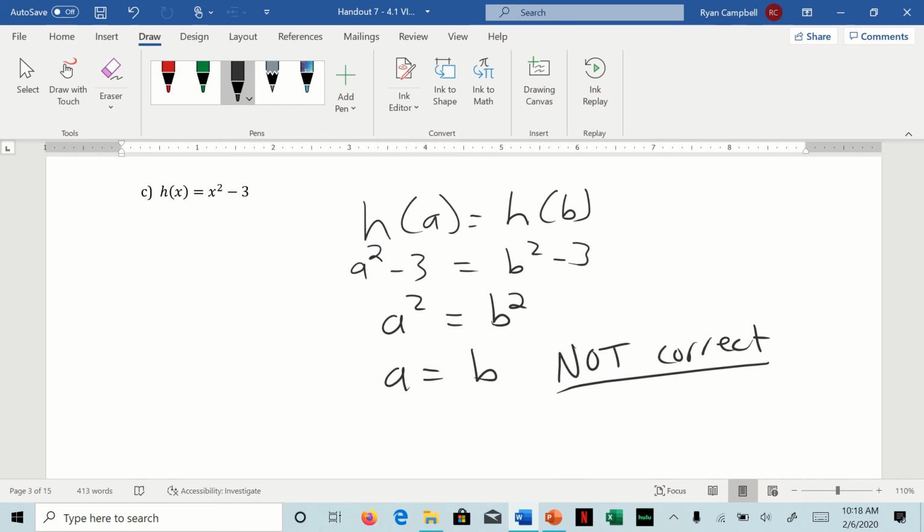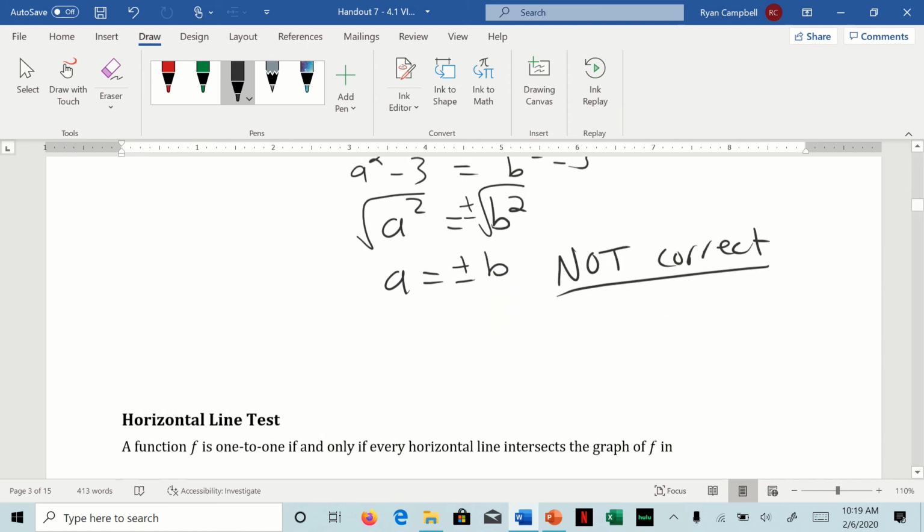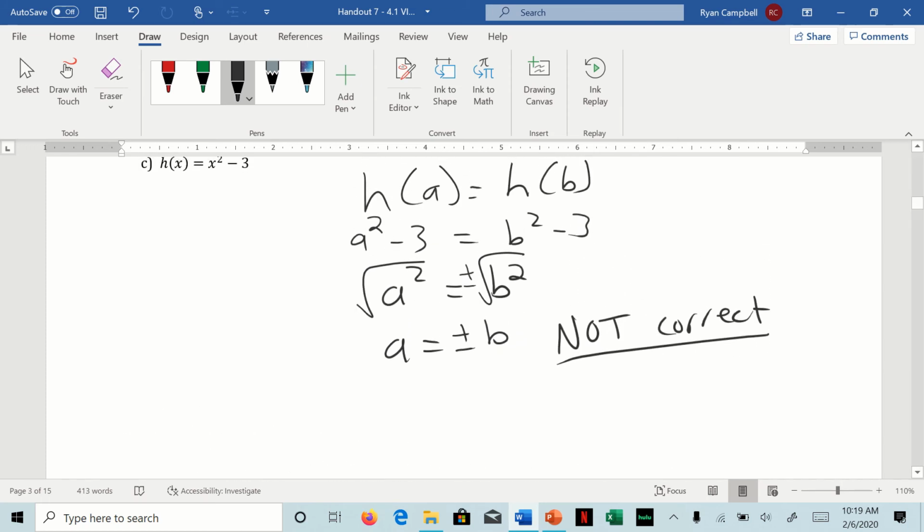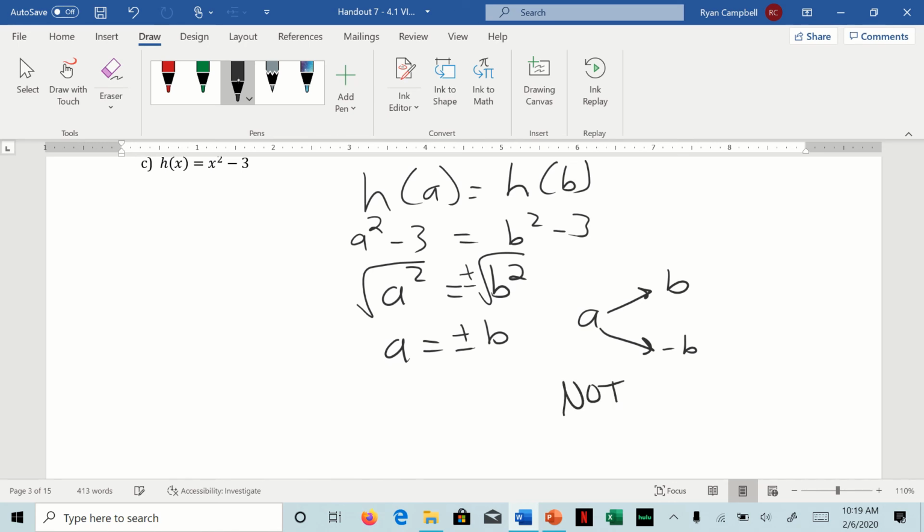What's wrong? Well, remember, anytime you take the square root, you got to take plus or minus. So it's plus or minus b. A is plus or minus b, which means A either equals plus b or minus b. So since A could be positive b or negative b, it could be the case that A does not equal b. Thus, it is not one-to-one.